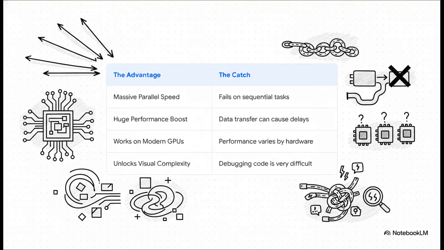So you get that massive parallel speed, right? But the catch is it's useless for tasks that have to happen in order, where step 2 absolutely needs the result from step 1. You get a huge performance boost, but if you have to keep moving data to and from the GPU, that can create a new bottleneck that slows everything down. And yeah, while this unlocks insane visual complexity, trying to find and fix a bug in shader code can be, let's just say, notoriously difficult.